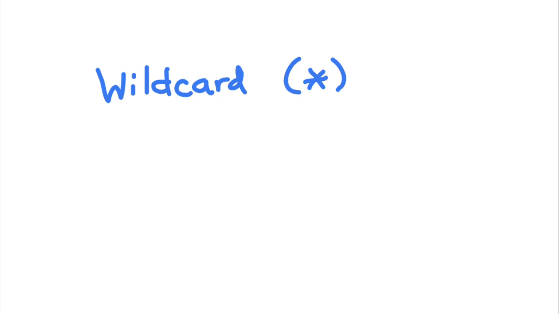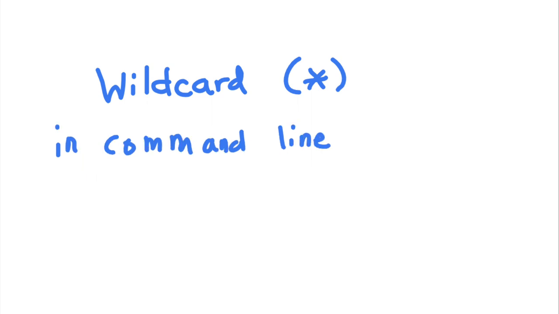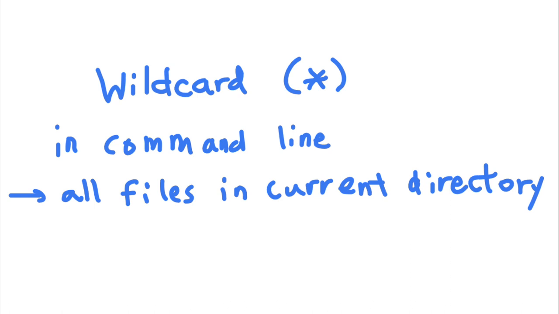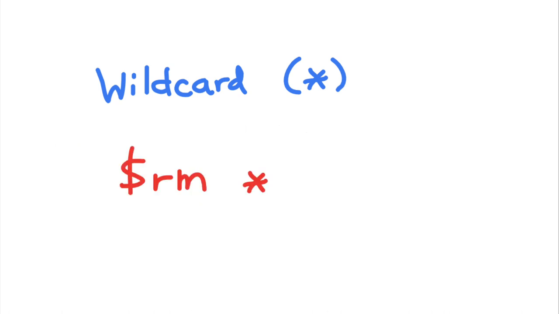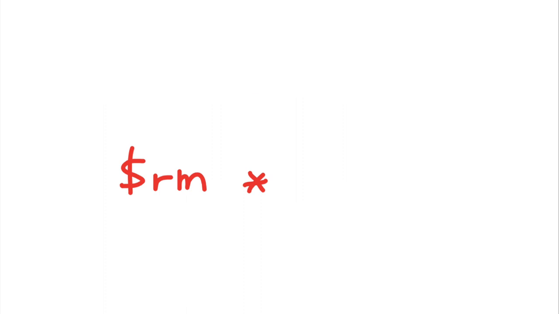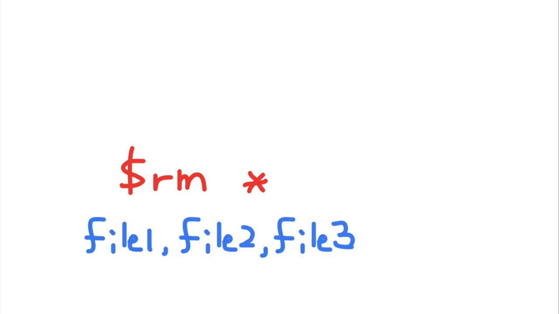Wildcards are a special character that represents all in many programming languages. And in the Linux command line, you can use the wildcard character to refer to all the files in the current directory. For example, this command will delete all the files in the current directory. When you execute a command using a wildcard, it will expand into a command with all the matching files in the directory. For example, if the current directory contains three files, named file1, file2, and file3, this command will expand into this one.